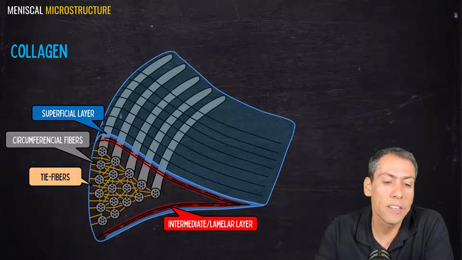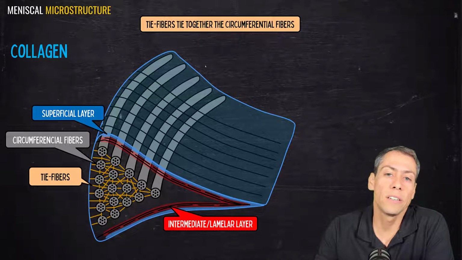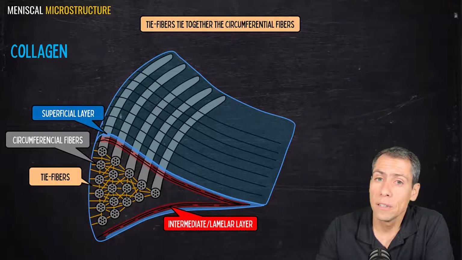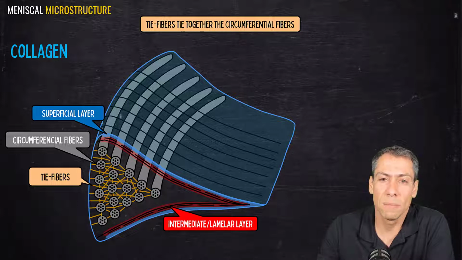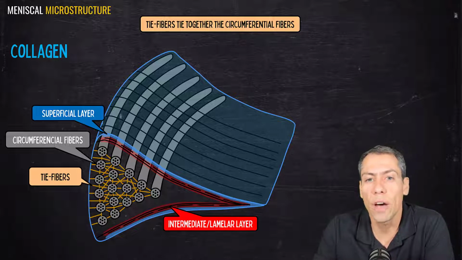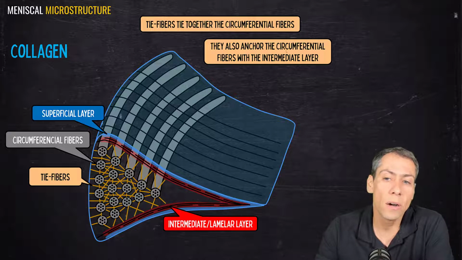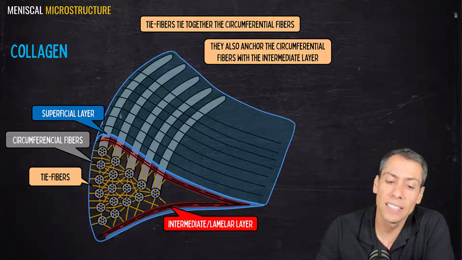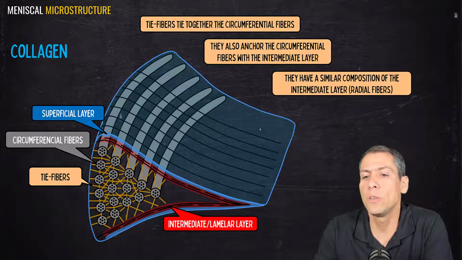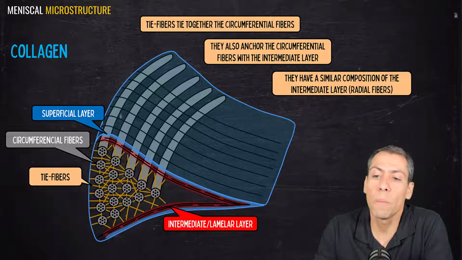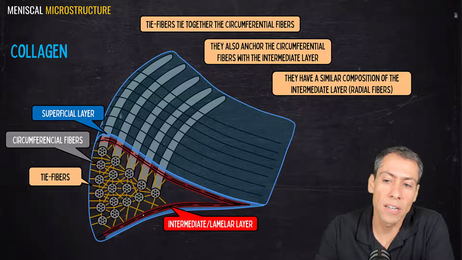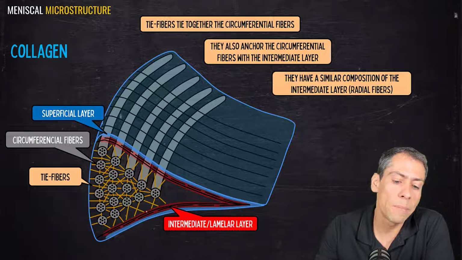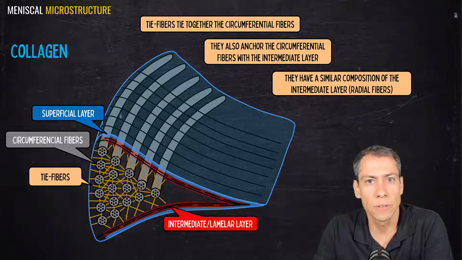These tie fibers tie together the circumferential fibers, which gives more strength to the circumferential fibers, and they also anchor the circumferential fibers, or the deep layer, with the intermediate or lamellar layer right here. Continuing on, the tie fibers have a composition similar to the intermediate layer. They are formed by radial fibers, type 1 radial fibers, okay?